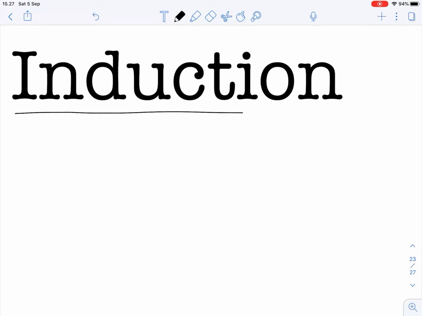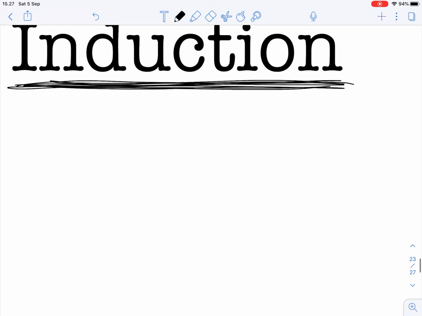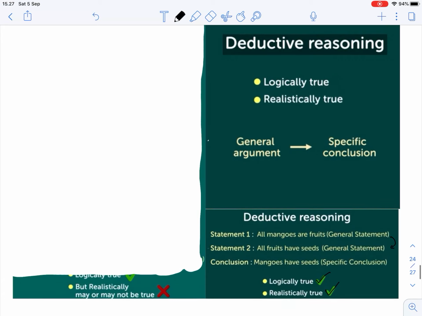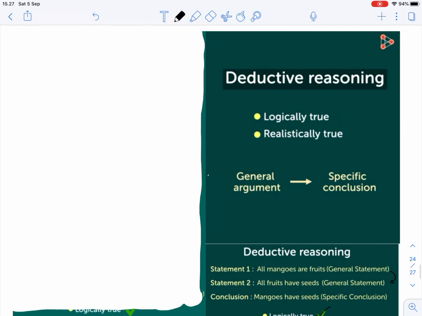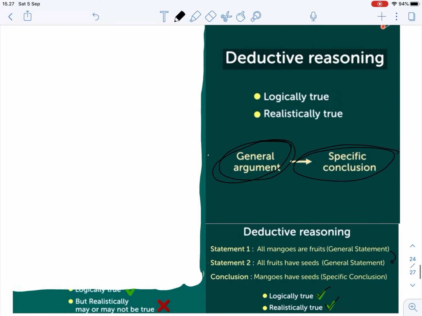In this video, we'll be talking about induction. What is induction and how do we prove things using inductive reasoning? So you're probably familiar with deductive reasoning, and deductive reasoning goes something like this. I start with a general argument and I end with a specific conclusion, all right?